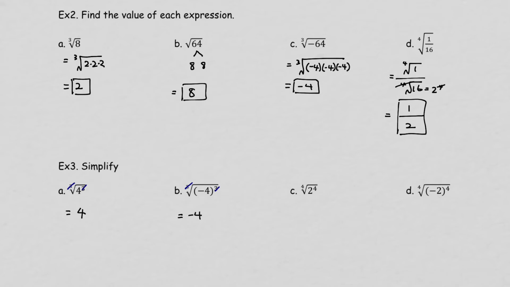This one, if you cancel out the index 4 with the power 4, your solution should be 2. What about this one? This 2 cancels out, but it was even, so your solution should be positive 2, not the negative, right? Don't forget about that chart that we went over.